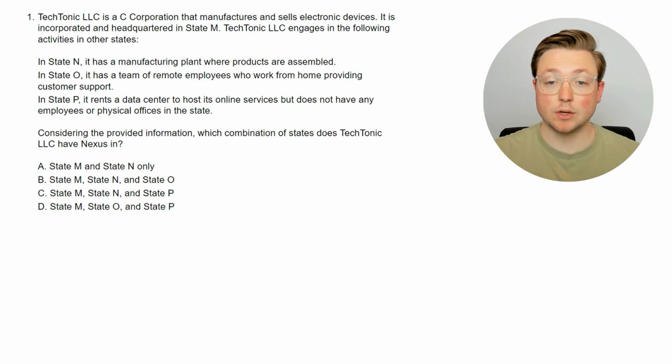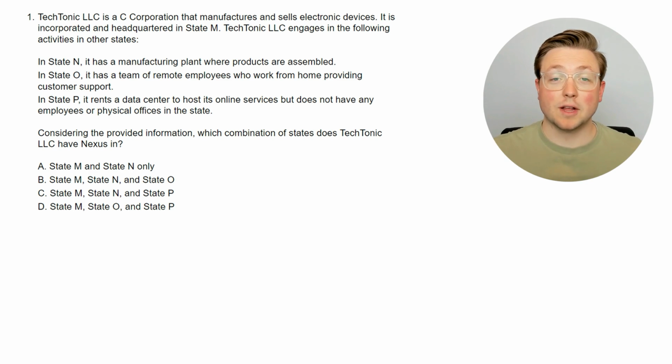Tectonic LLC is a C corporation that manufactures and sells electronic devices. It is incorporated and headquartered in State M. Tectonic LLC engages in the following activities in other states. In State N, it has a manufacturing plant where products are assembled. In State O, it has a team of remote employees who work from home providing customer support. In State P, it rents a data center to host its online services but does not have any employees or physical offices in the state. Considering the provided information, which combination of states does Tectonic LLC have Nexus in?